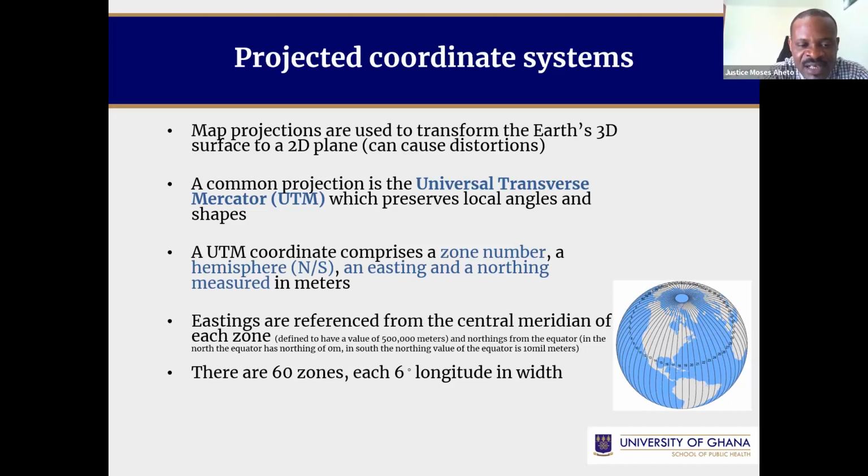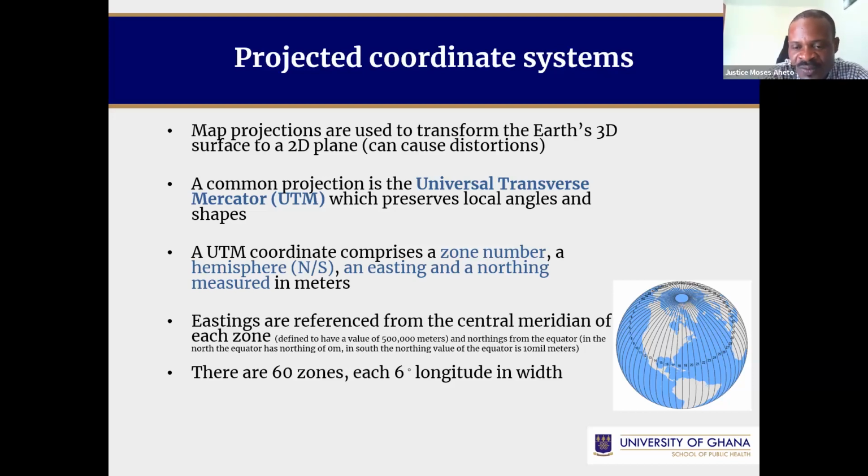Now, the eastings are referenced from the central meridian of each zone, defined to have a value of 500,000 meters, and northings from the equator. In the north, the equator has a northing of 0 meters. In the south, the equator has a northing value of around 10 million meters. And there are sister zones. Based on this one, there are sister zones, each 6 degrees longitude in width.